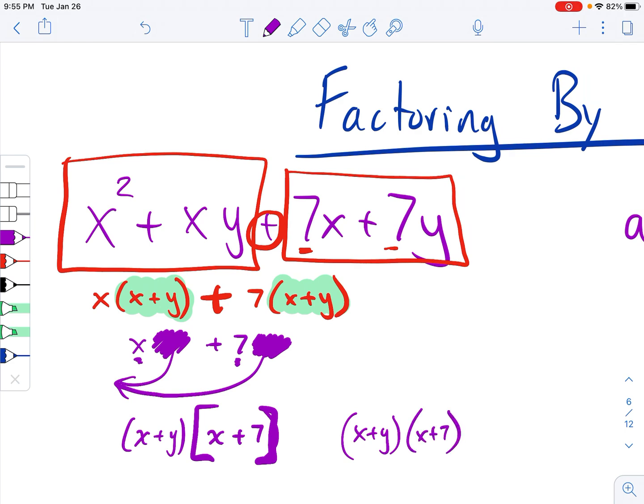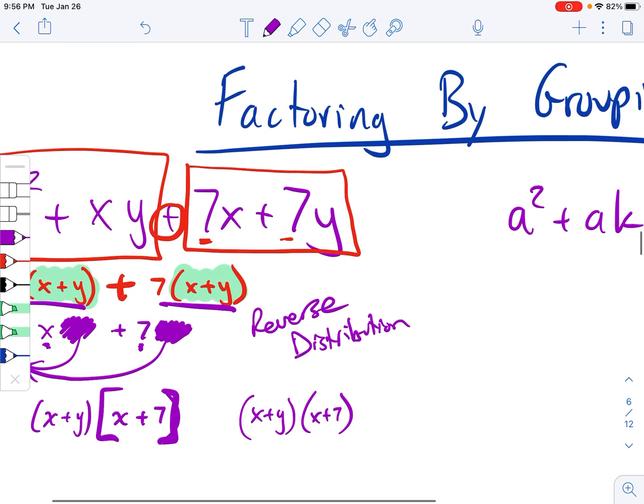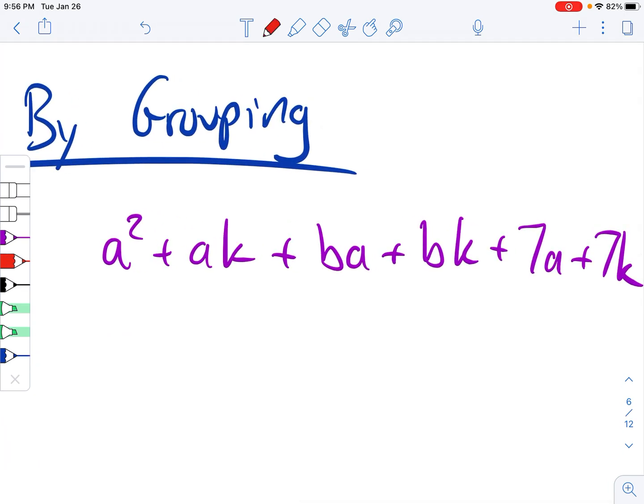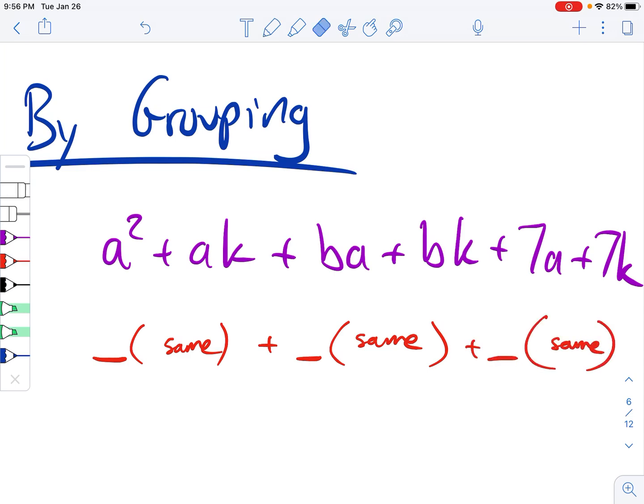So my original 4-term x squared plus xy plus 7x plus 7y factors into x plus y times x plus 7. And this process is called factoring by grouping, and it requires a strong emphasis on reverse distribution, one of the reasons why we emphasize it during our isolation problems. So looking at this one, you might wonder, how am I supposed to know how to group it? Great question. You have to group it in a way that everybody's got some common factor times something, and some common factor times the same something.